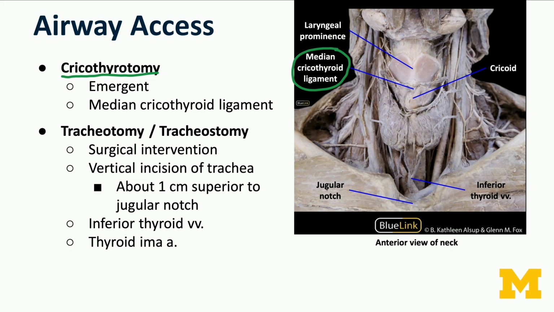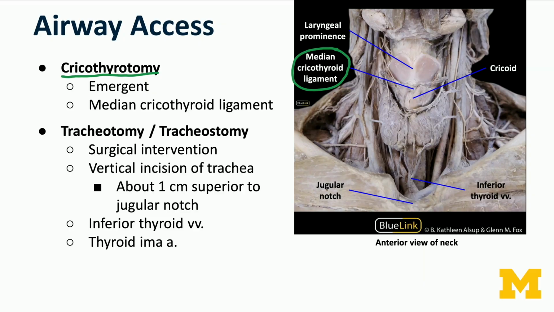A non-emergent procedure, so one that has to be done under sterile conditions, and this is more of a surgical intervention, is that of a tracheotomy or a tracheostomy. And what this is, is an incision of the skin and then a vertical incision of the trachea. We go about 1 centimeter superior to the jugular notch, and so you can incise right along there.